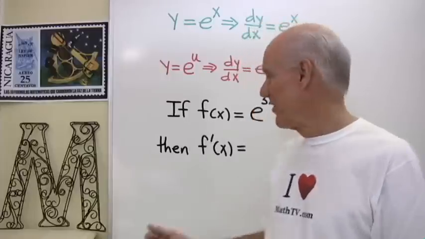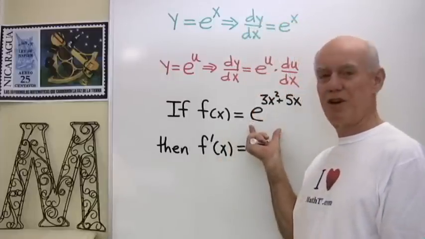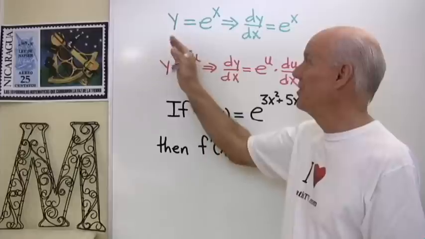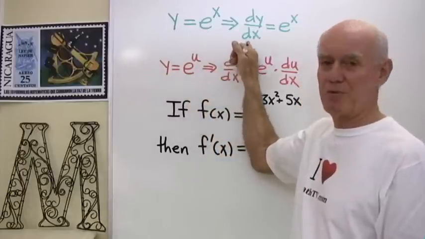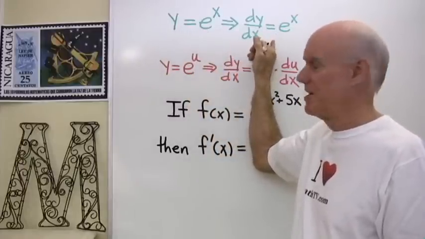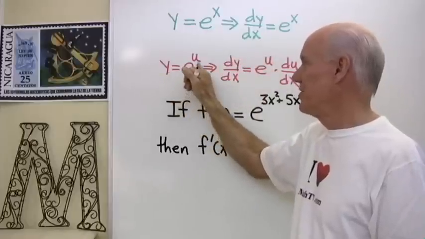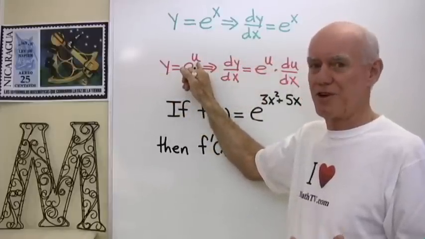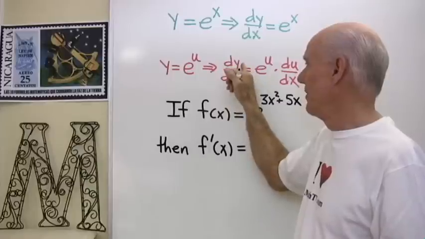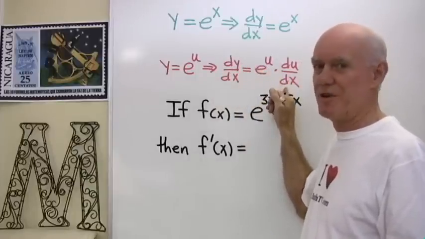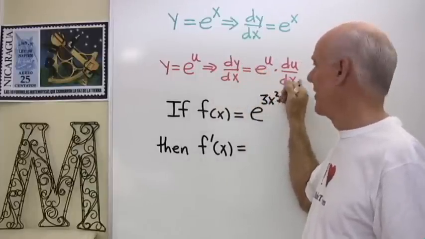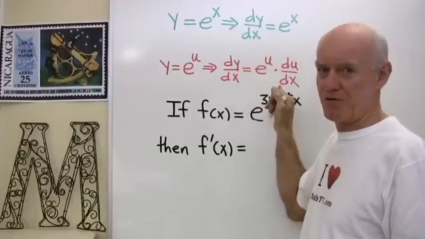All right, so we have another exponential function we want to differentiate right here, and just for review, if y is equal to e to the x, then the derivative of y with respect to x is just e to the x. But if y is equal to e to the u, where u itself is a function of x, then the derivative of y with respect to x is e to the u times the derivative of u with respect to x. That's the chain rule for exponential functions.